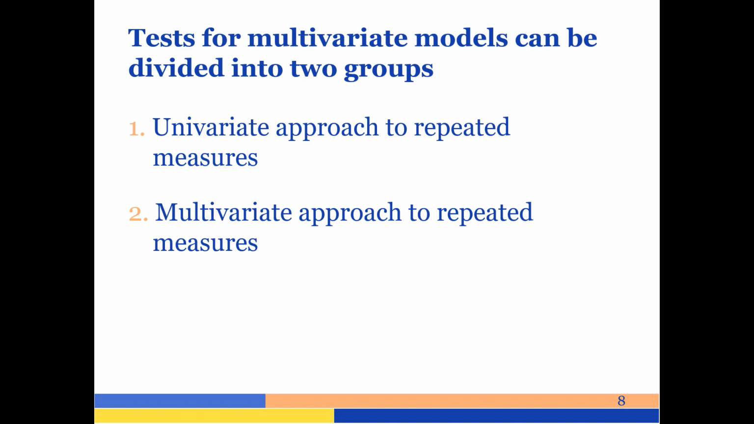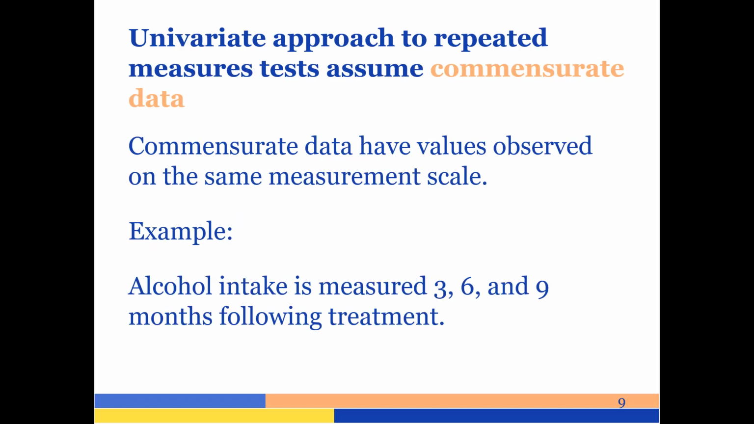There are two different approaches to test for multivariate models: the univariate approach to repeated measures and a multivariate approach to repeated measures. The univariate approach assumes the same measure using the same scale at the same intervals. For instance, we could examine alcohol intake measured at 3, 6, and 9 months. This is using a single measure on multiple occasions.